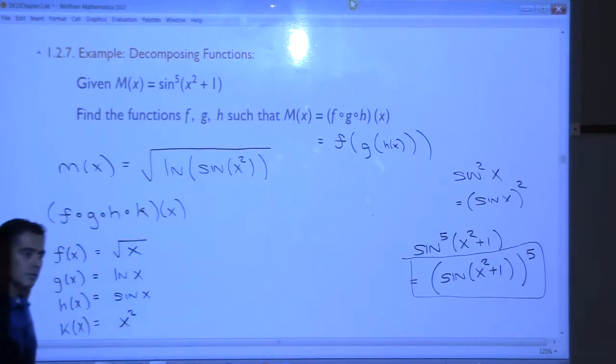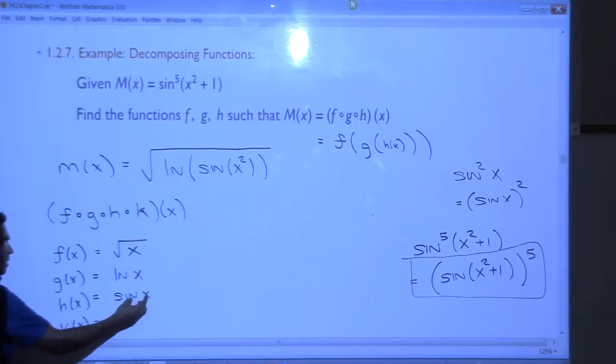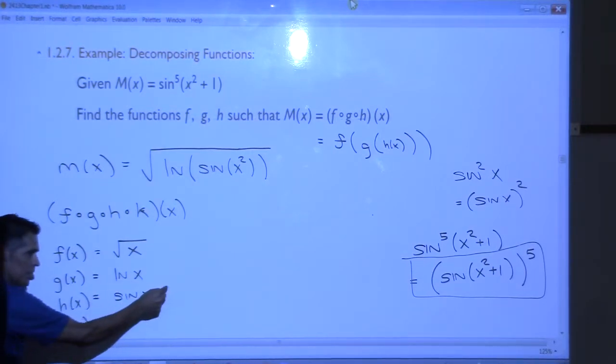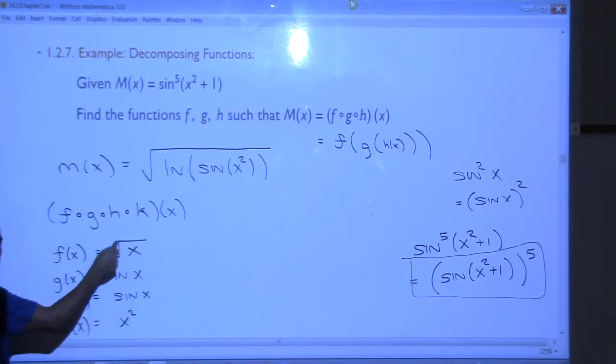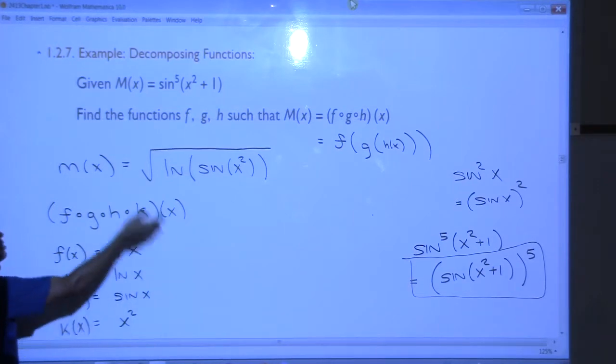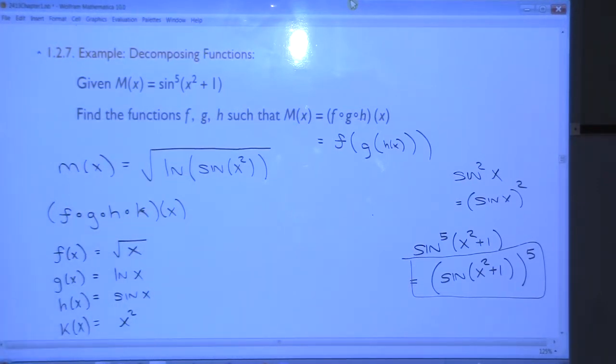All right. So do y'all see it? If x squared goes into here, we get sine of x squared. If that goes into here, we have natural log of sine of x squared. If that goes into here, we have the square root of natural log of sine of x squared, which gives you back that. So for us later, being able to decompose is going to make your lives so much easier if you can do this decomposition.